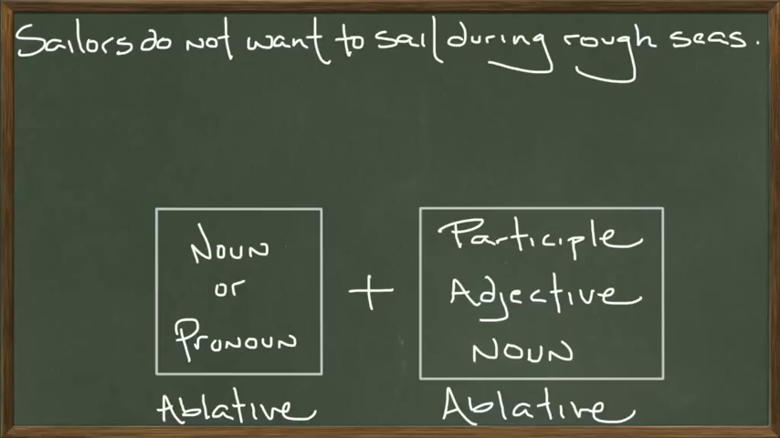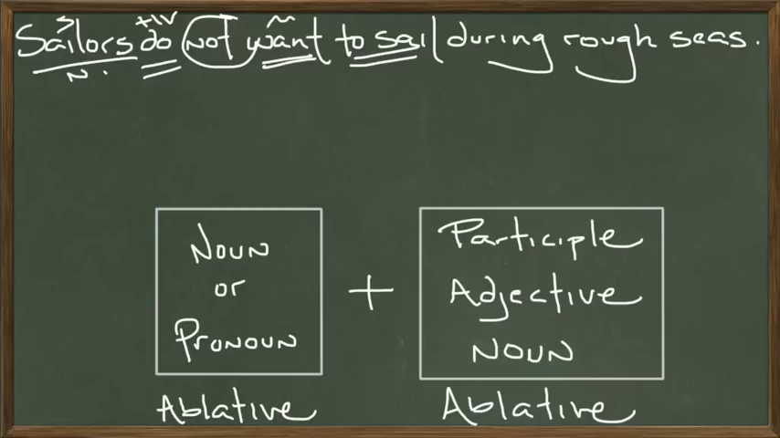Sailors do not want to sail during rough seas. This is a sentence from my favorite Latin book, Lingua Latina by Hans Ørberg. Okay, let's take a look at this one. Sailors, subject of the sentence, nominative case. They do want to sail. That's the verb phrase, not as an adverb. Do is a helping verb, want is the main verb, and to sail is an infinitive that completes the meaning of the main verb.